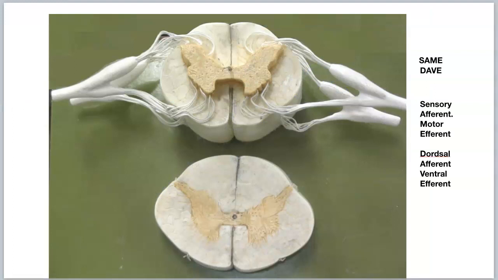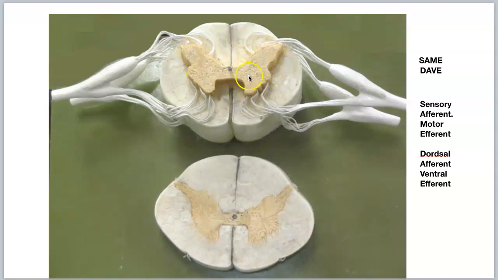So here is one of our school models showing you the spinal cord in cross section. Here, this is the anterior median fissure. This is the posterior median sulcus. Here's the white matter. So we have our dorsal column, lateral column, ventral column, or you can call it the posterior funiculus and anterior funiculus. So whichever of those terms you want to use is fine with me. Just make sure you know where you are.